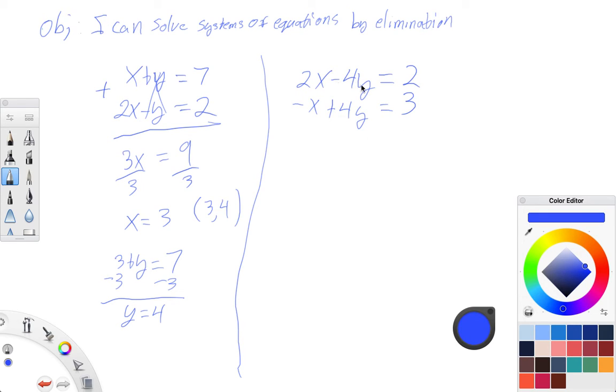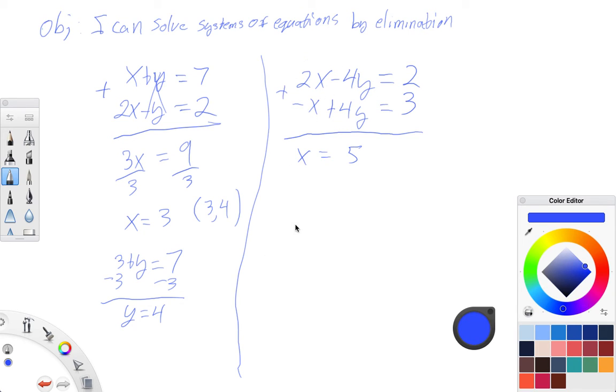Okay, so we have a negative 4y and a positive 4y. Those are going to cancel each other out if we add them. If I were to subtract them, I'd end up with negative 8y, and that doesn't really get us anywhere. So I'm going to add them. 2x plus negative x is just x. Negative 4y plus 4y is 0. And 2 plus 3 is 5. That was pretty easy.